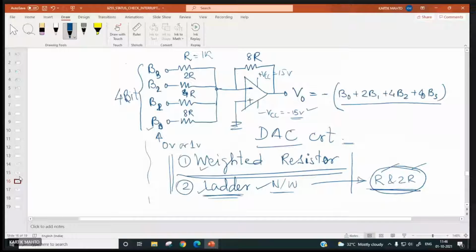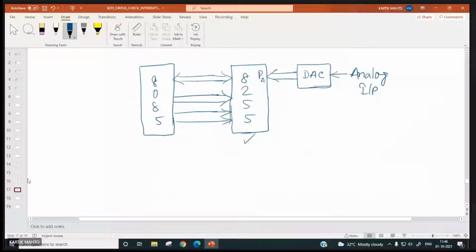I drew the wrong circuitry, and you people are not responding. See, is it a DAC or ADC? Analog input converted into digital is DAC or ADC? Sir, analog to digital is ADC. Then why have you not pointed it out? Sir, I didn't notice. This is ADC, not DAC.